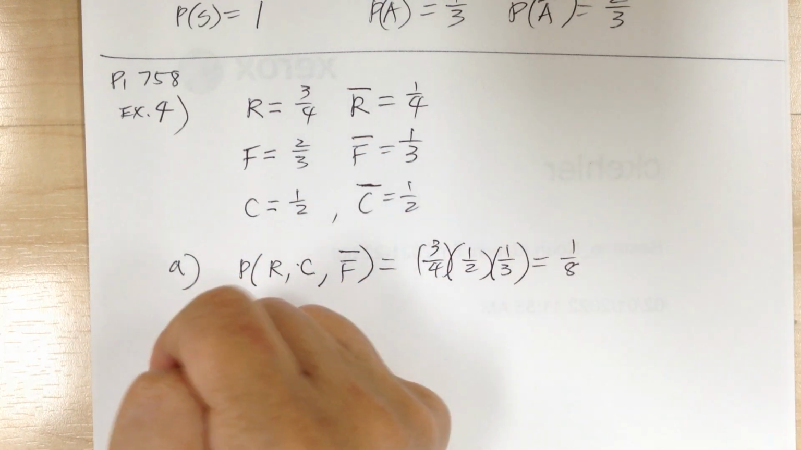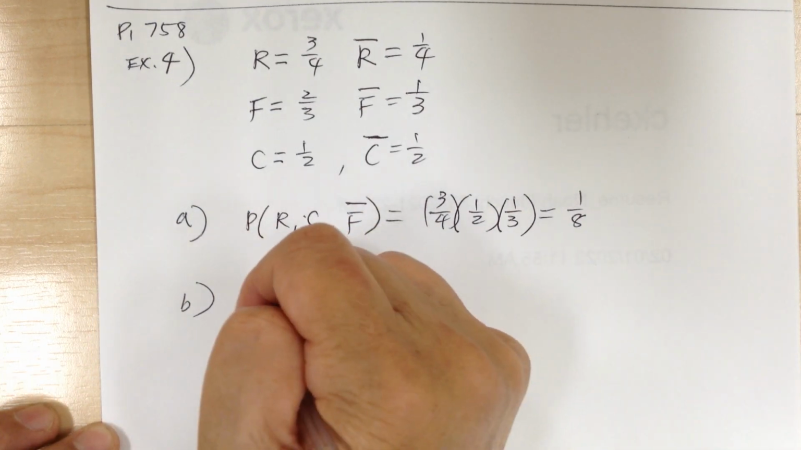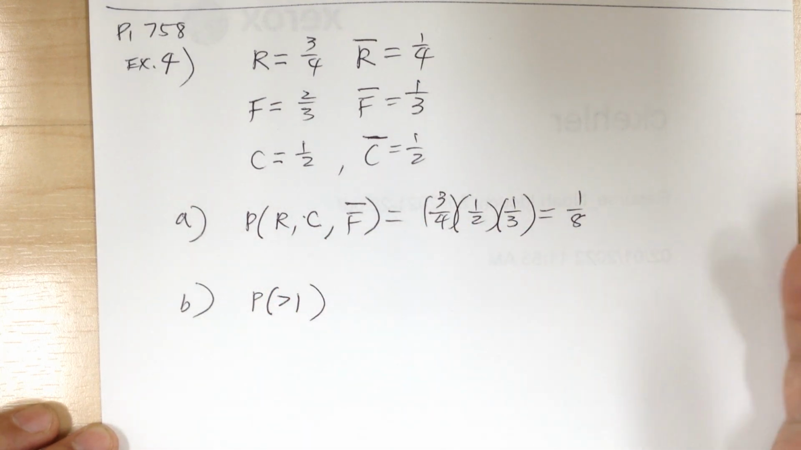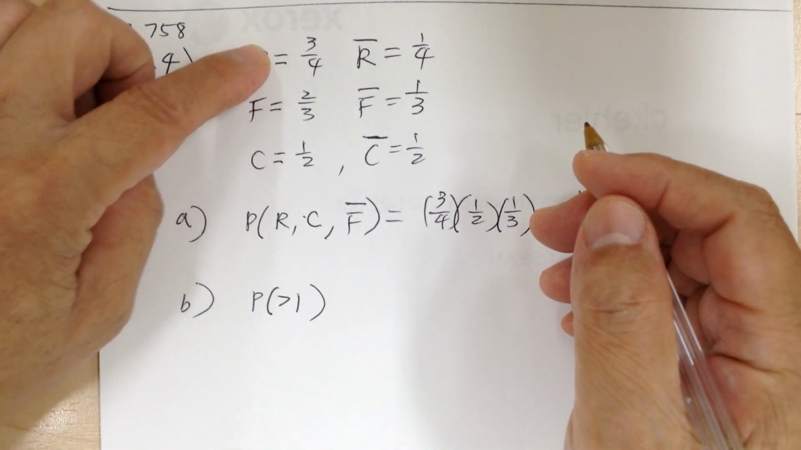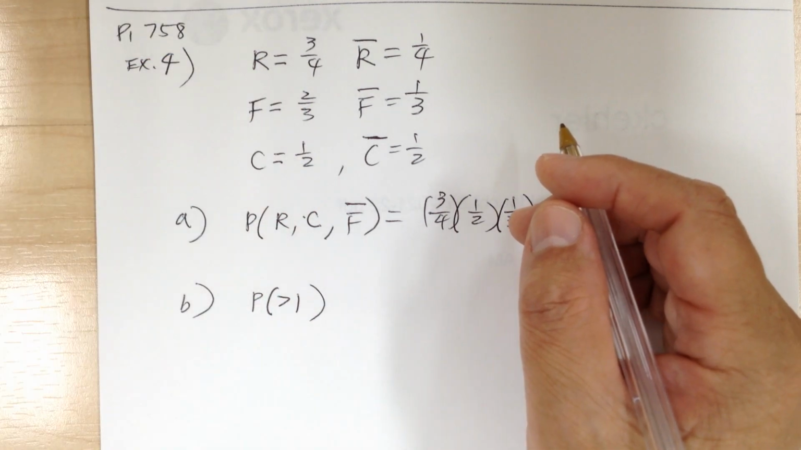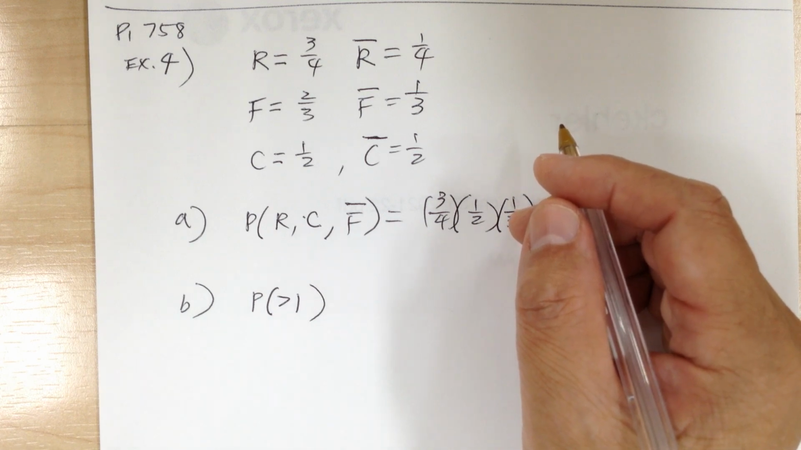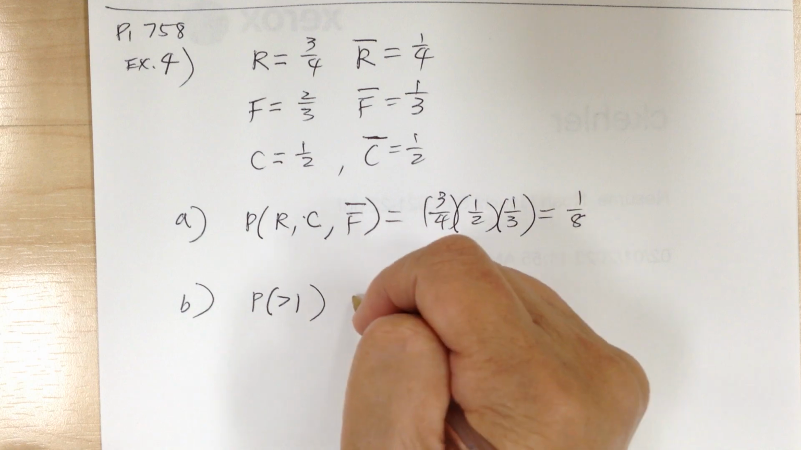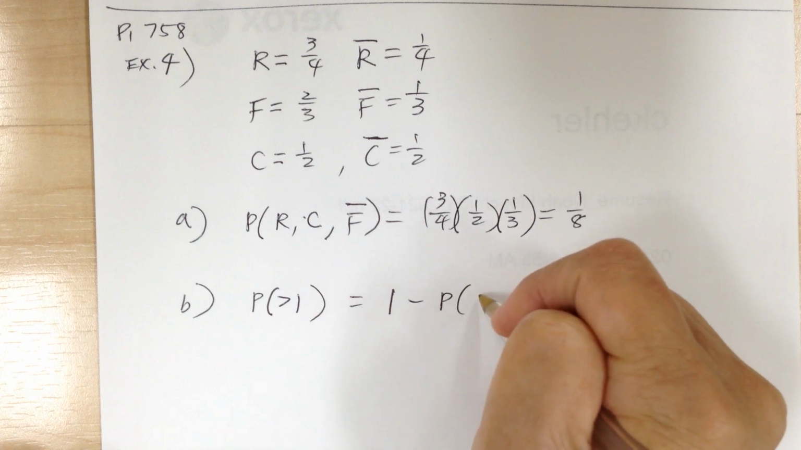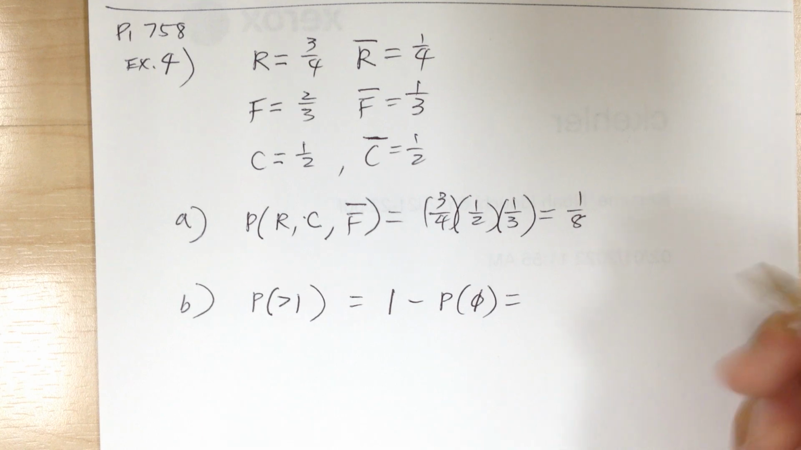For part B, at least one of the 3 is selected. With at least one, you're going to get too many cases, because you could get either this, or this, or 2 of them, this 2 or this 2, and you could get all 3. So it's too complicated. There are 7 cases. So whenever you have at least one, you want to do the complement. So this is equal to 1, that's everything, minus the probability that none gets selected.